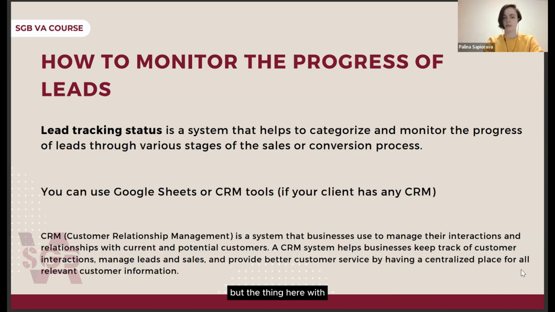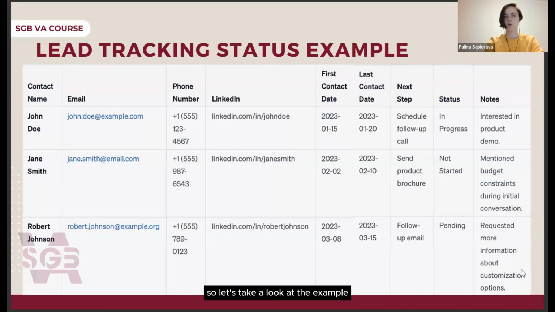But the thing with these customer relationship management systems is that they're usually provided by a client. So if your client has a specific system for such purposes, you can always, and you actually should, ask for an account to be able to track your progress and to show your client that you're working on a specific task that you were given. Usually these systems have some educational parts, so they provide information either in text version or in videos that you can see, read and learn how to use these systems more effectively. So let's take a look at the example of such a system in Google Sheets.